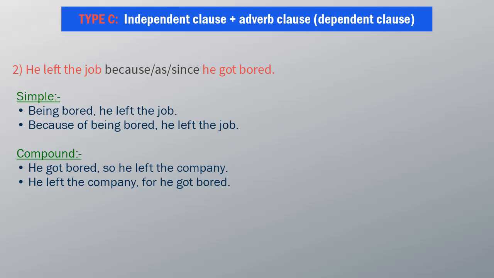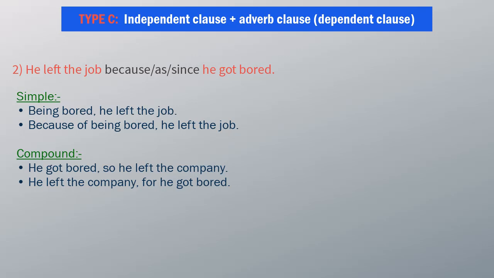Compound sentence. You guys know what to do. We just have to change the subordinating conjunction into a coordinating conjunction. Let me show you how. He got bored, so he left the company. He got bored. This is the reason. Result, he left the company. So introduces the result. Okay. Or we can also say he left the company for he got bored.